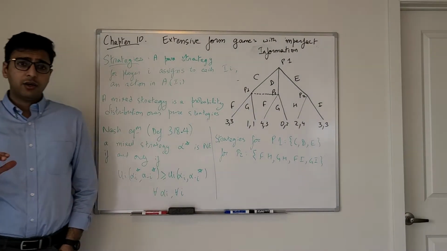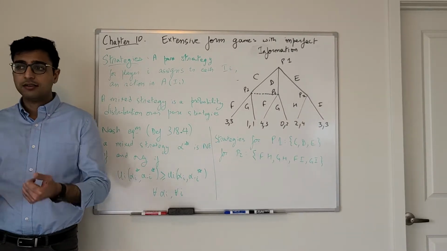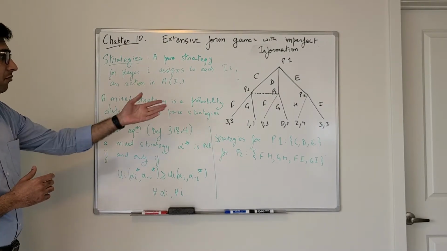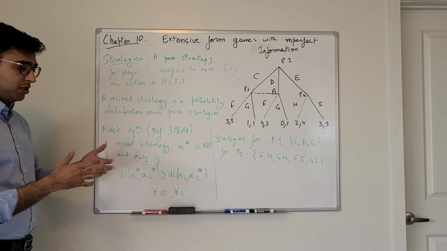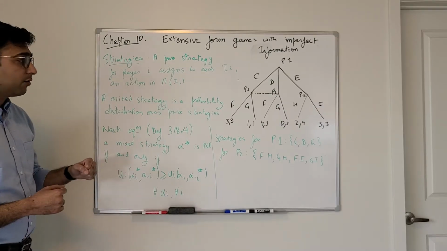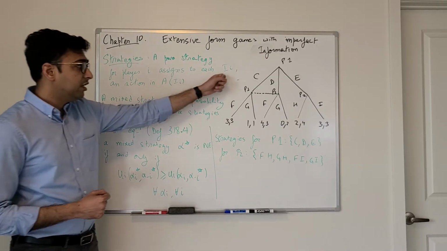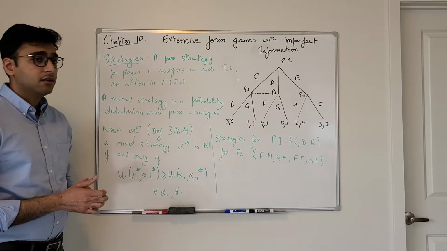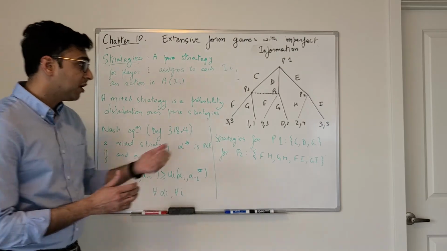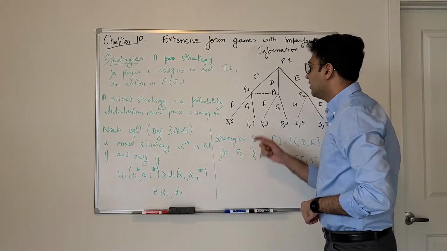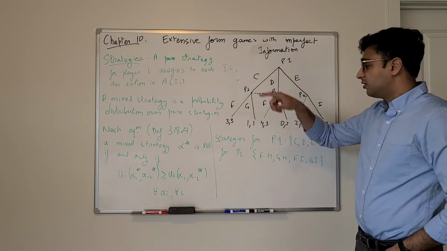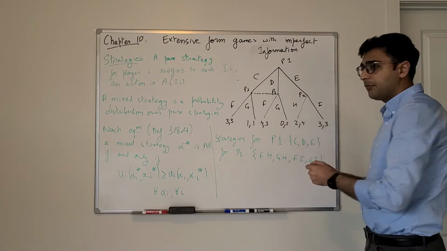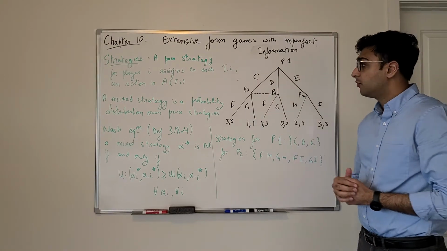Okay, so now that we have defined the game, let's move on to strategies and Nash equilibrium. In this game, a pure strategy is going to be a function that assigns to each information set for player I, each I, an action in A_I. So for player 1, the only information set is the null set, and so the strategies will just be either C, D, or E. Just playing C is a strategy for player 1.